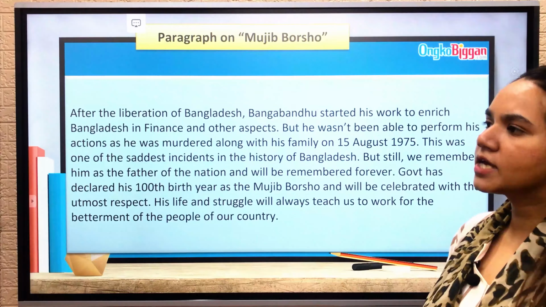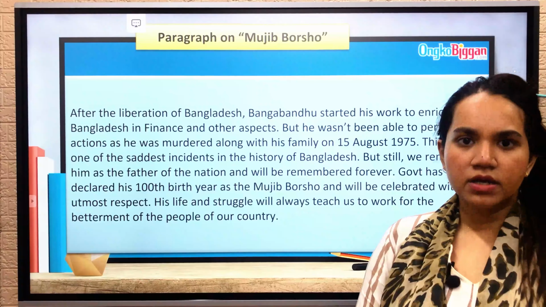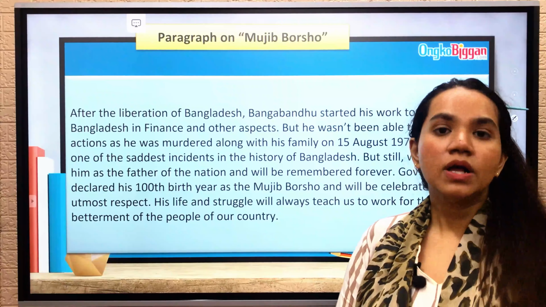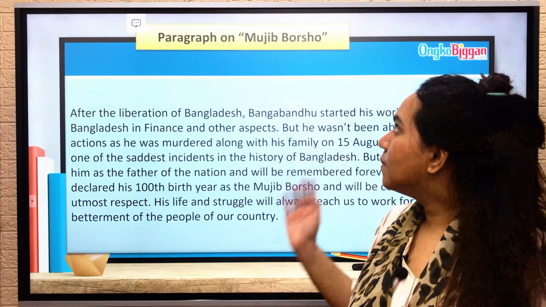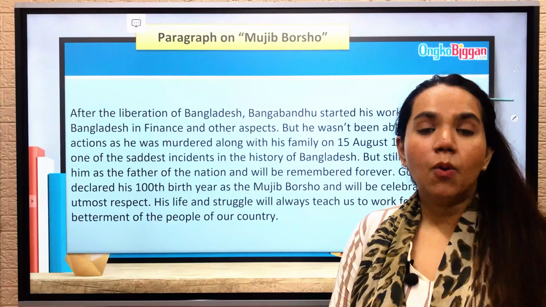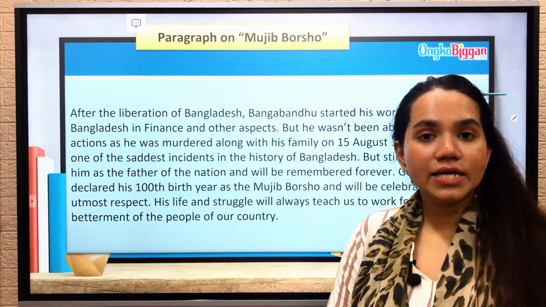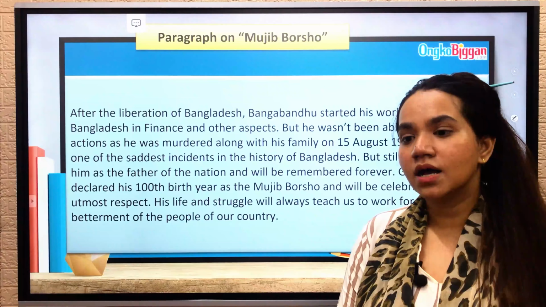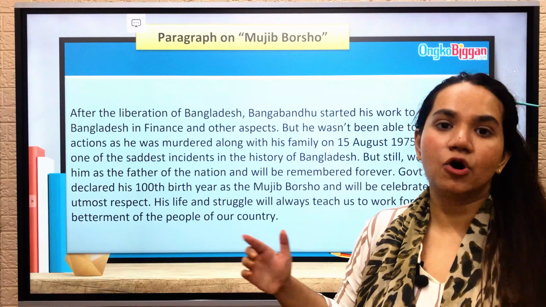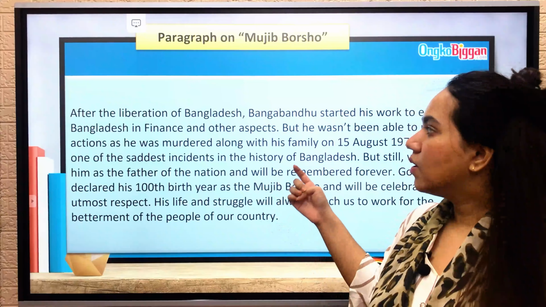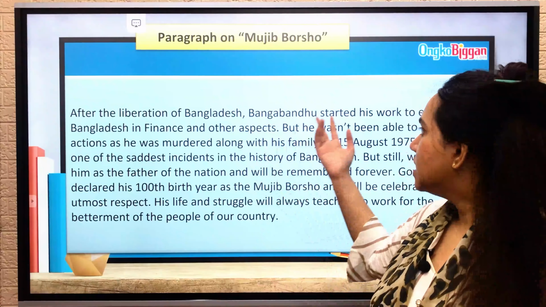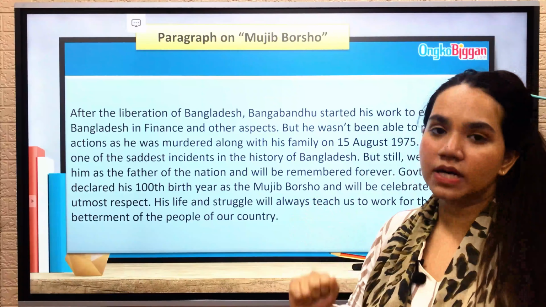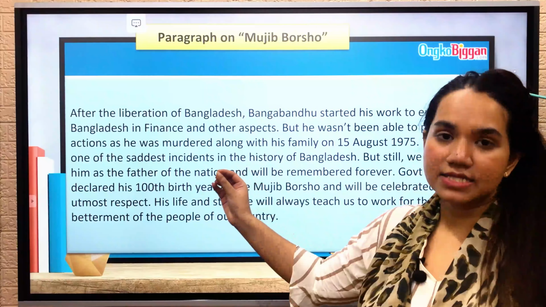So you might be thinking that because the liberation war is over, is our paragraph over? No, because we now have to give evidence of why Mujib Borsho is so important. Why should we honor him for the entire year, right? What importance does this give to our lives? So we are trying to say what he had done after Bangladesh became liberated. Bangabandhu started his work to enrich Bangladesh in finance and other aspects.